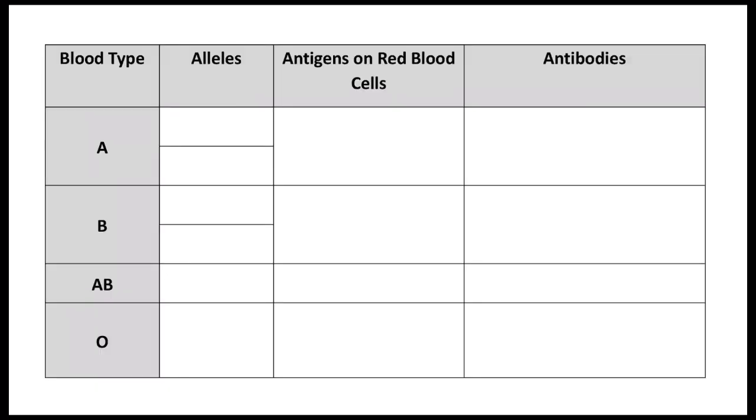So we talked about how we have 4 blood types, and we have alleles for those blood types. Notice that there are 2 different alleles for A and B, but only one type for AB and O. And then we also have antigens on the blood cells and antibodies against those antigens. I would like you to pause here and, thinking about what we just learned on the previous slide, please fill in this table. On the next slide, I will go through the answers. So make sure you pause and then we'll move on.